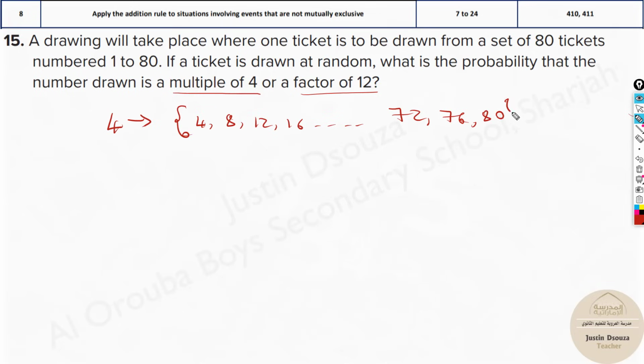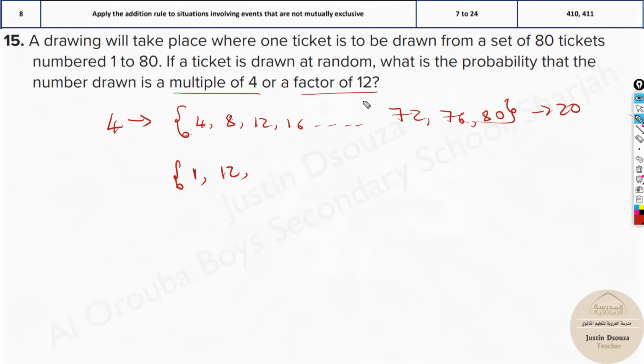It would be very hard to count on fingers how many total numbers there would be. You can easily do 80 divided by 4. 80 divided by 4 is 20. So there are 20 multiples of 4. Now, what about factors of 12? How you write this is, start always with the number 1 and the number itself, because 1 is a factor of every number and the number itself is also a factor.